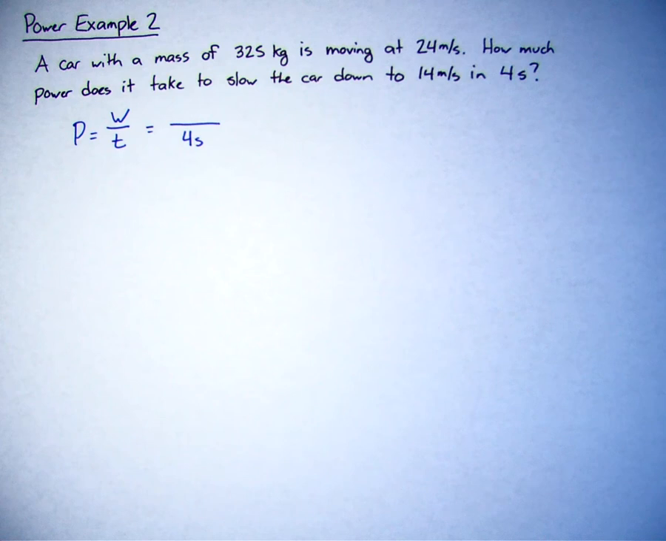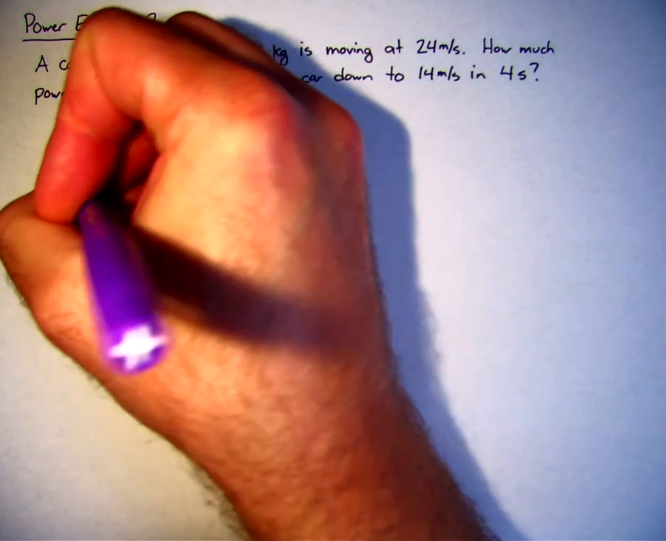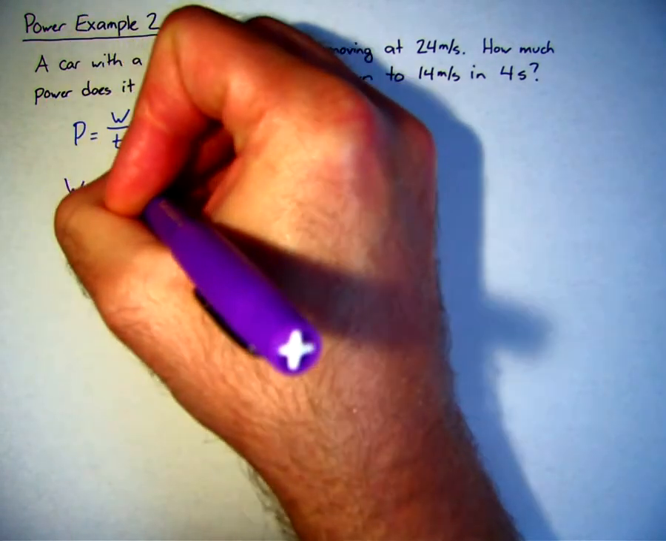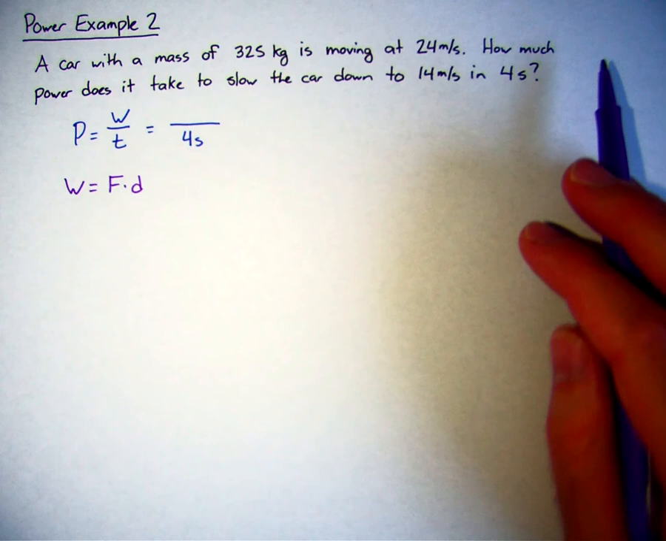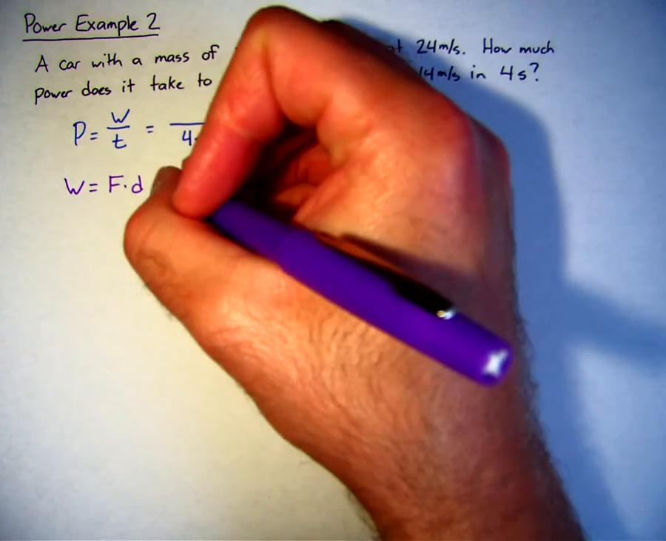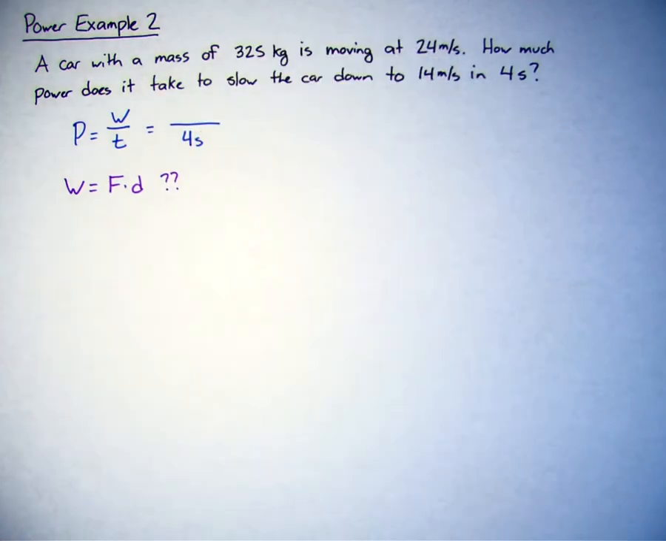Now, for the first example of power that we did, we just used the fact that work is equal to a force times the displacement. Well, if I take a look at what I have given here, I don't have a force, I don't have a displacement. So I have no idea how I would really be able to solve that very effectively.